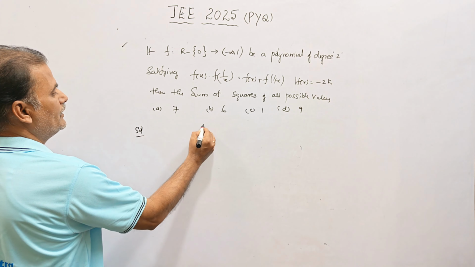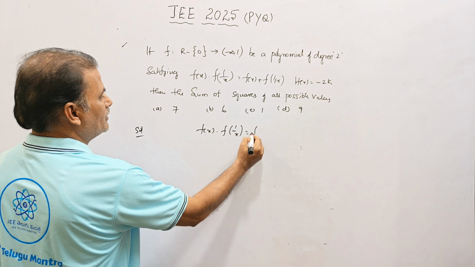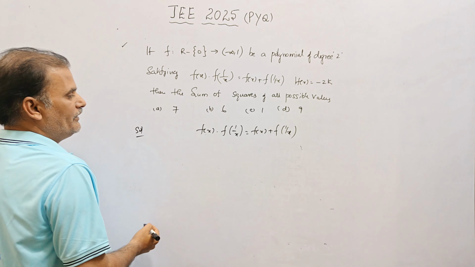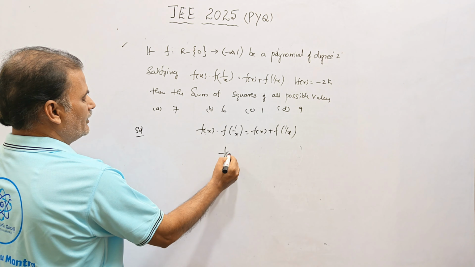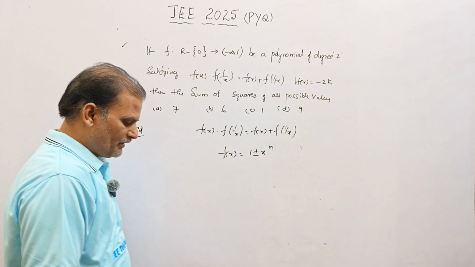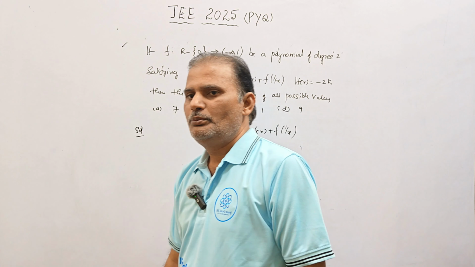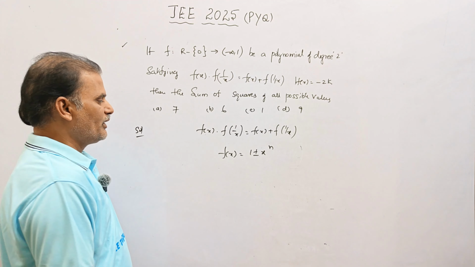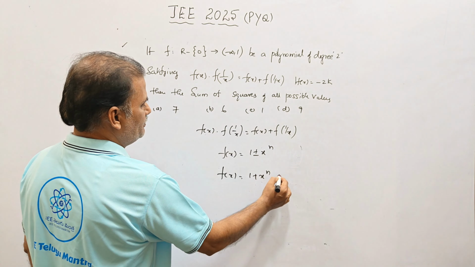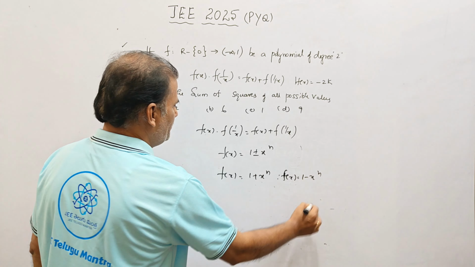Yes, the solution. The given f(x)·f(1/x) = f(x) + f(1/x). Whenever this notation is given, your mind will go to f(x) = 1 ± x^n. That means we obtain two polynomials here: one is f(x) = 1 + x^n and the other is f(x) = 1 − x^n.